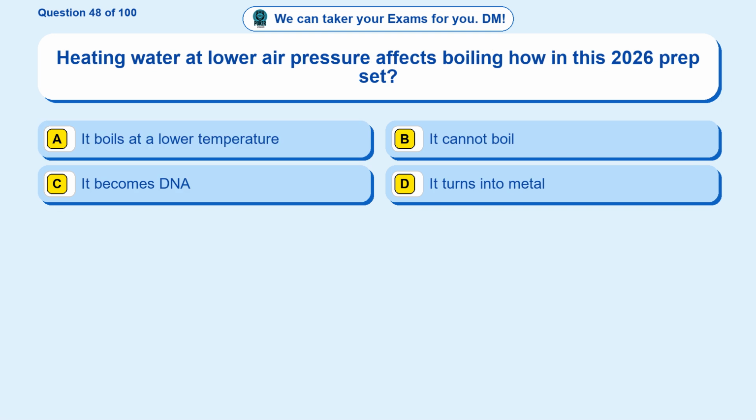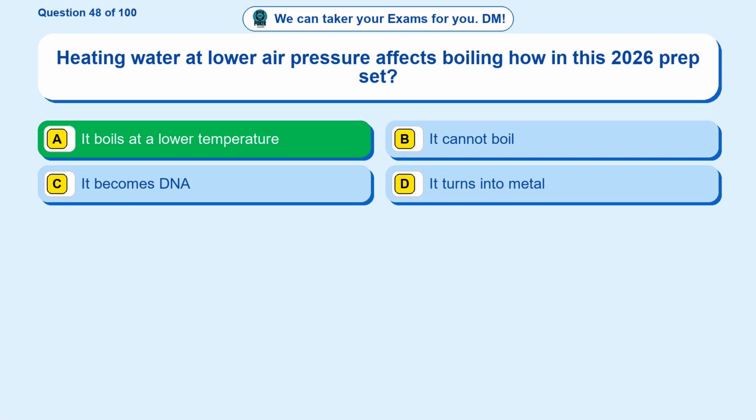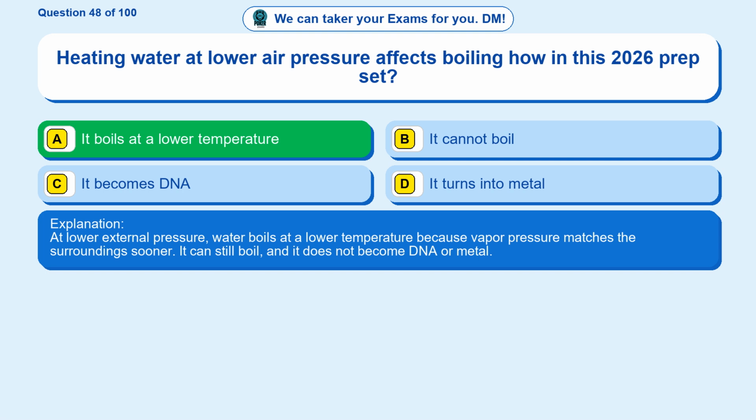Question 48. Heating water at lower air pressure affects boiling how in this 2026 prep set? Option A. It boils at a lower temperature. Option B. It cannot boil. Option C. It becomes DNA. Option D. It turns into metal. The correct answer is option A. It boils at a lower temperature. At lower external pressure, water boils at a lower temperature because vapor pressure matches the surroundings sooner. It can still boil, and it does not become DNA or metal.